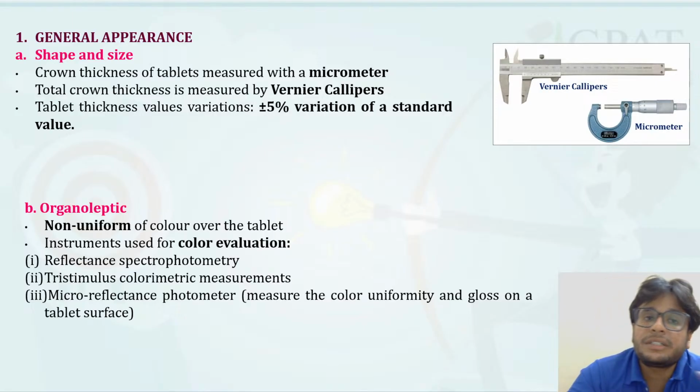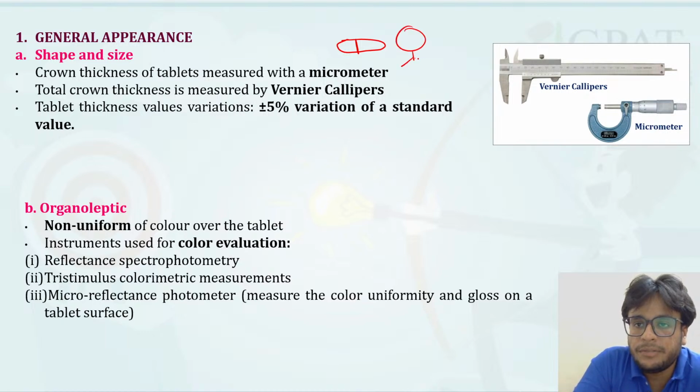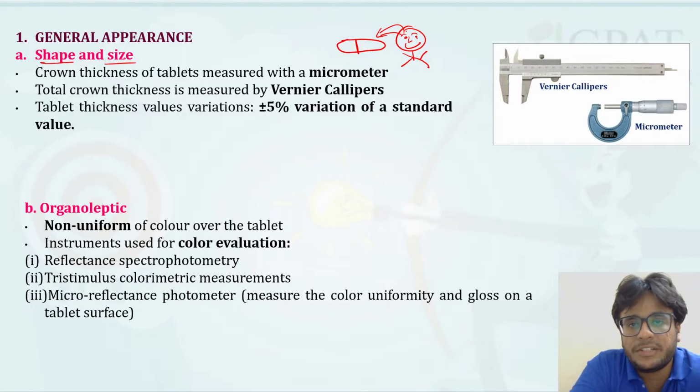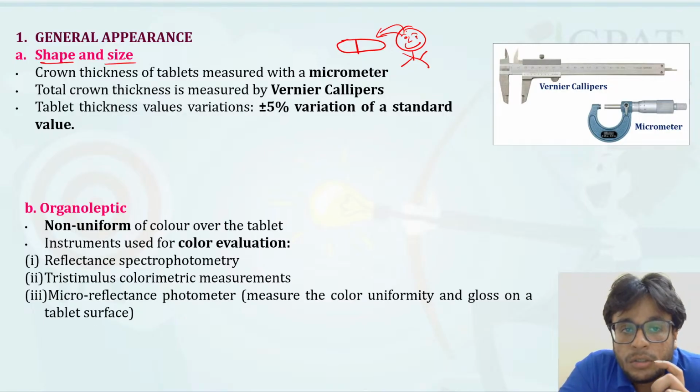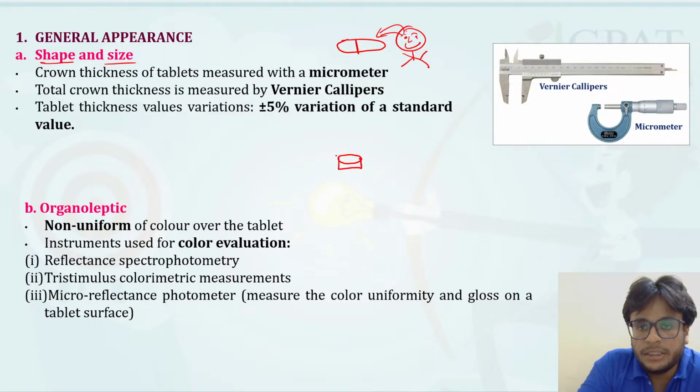So first we are going to discuss the general appearance, the kind of thing that we see when we look at the tablet at first sight. This is a person looking at a tablet at first sight. So what does he see in a tablet? The size of a tablet or the shape of a tablet. We have to discuss the size and the shape of the tablet. The total thickness of the tablet has to be determined. So this is the kind of tablet we have to draw.